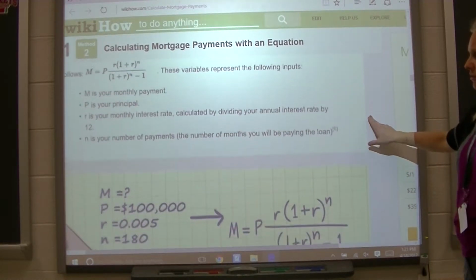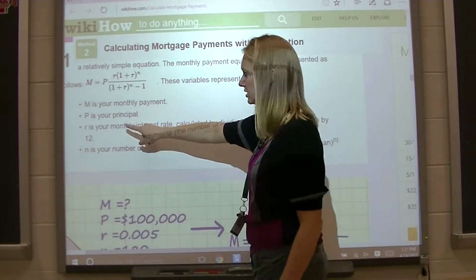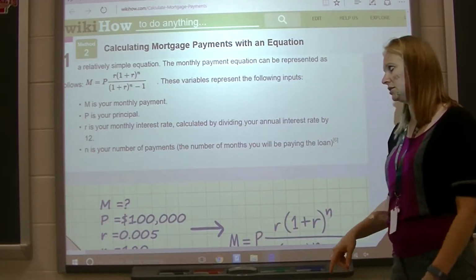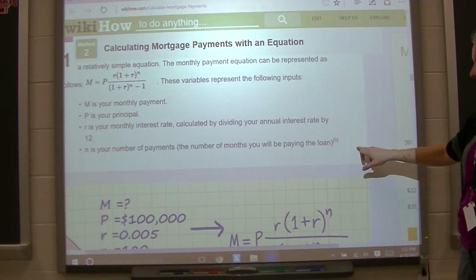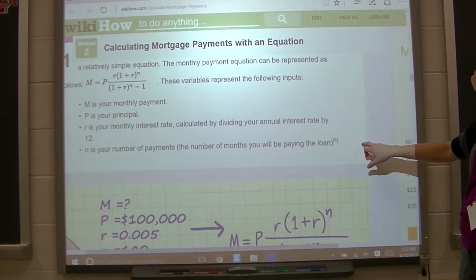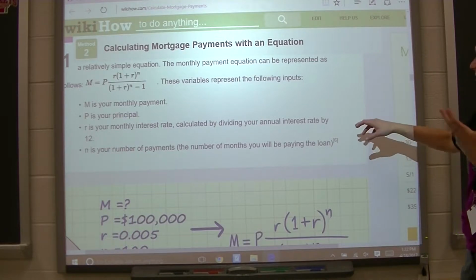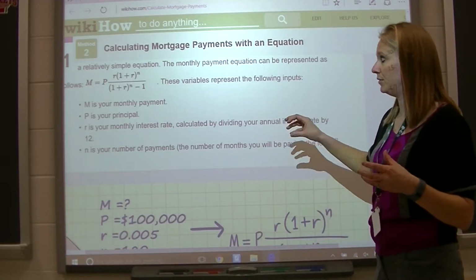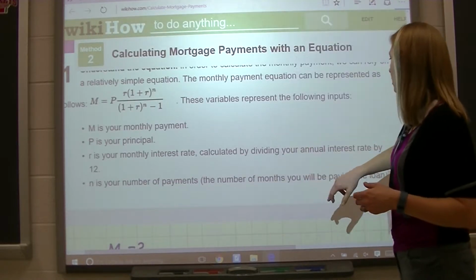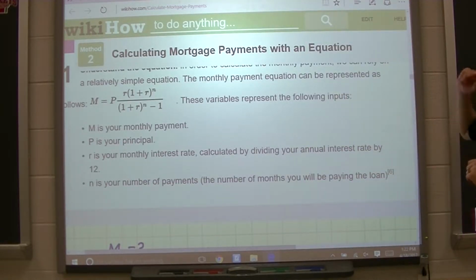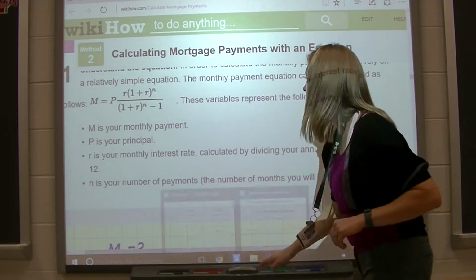So you have to know M is your monthly payment, P is your principal, R is your monthly interest rate, so it's calculated by dividing your annual interest rate by 12. And then N is your total number of payments that you're going to be paying for the life of the loan. Again, pause that if you need to. I'll even zoom in a little bit more so you can see this better. Pause it so you can copy that down.